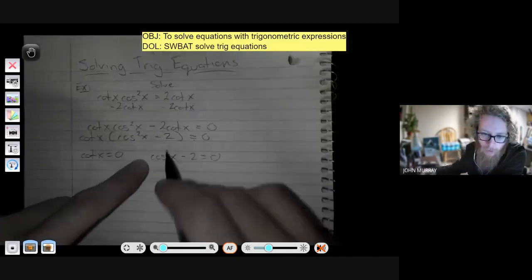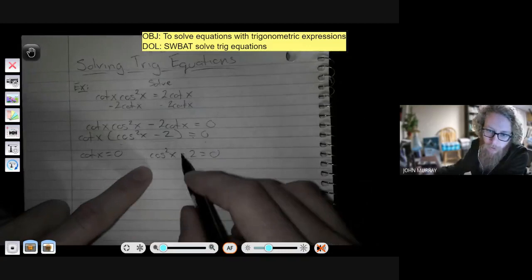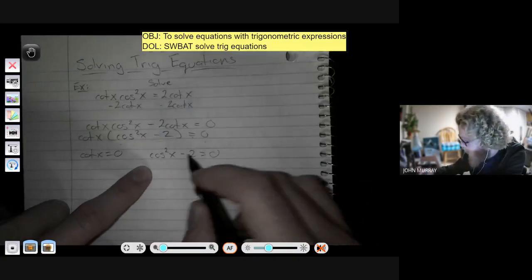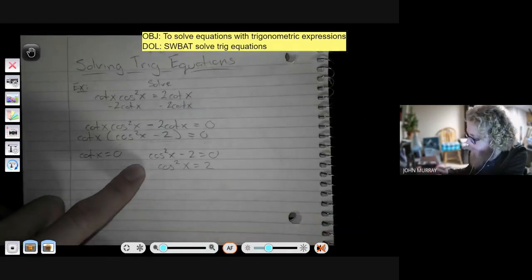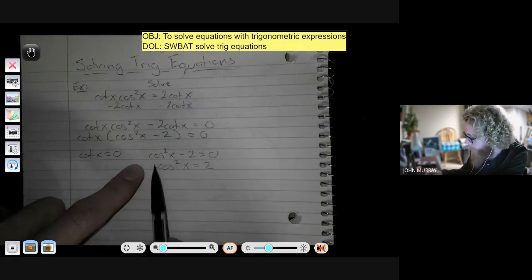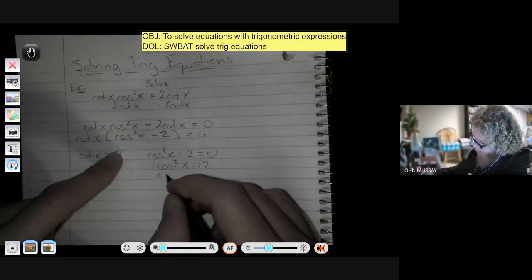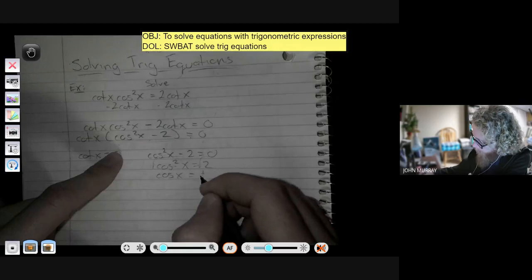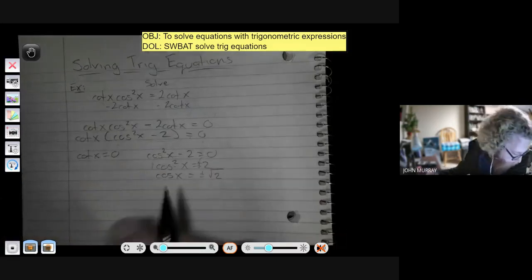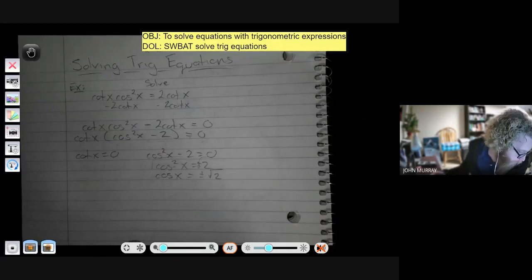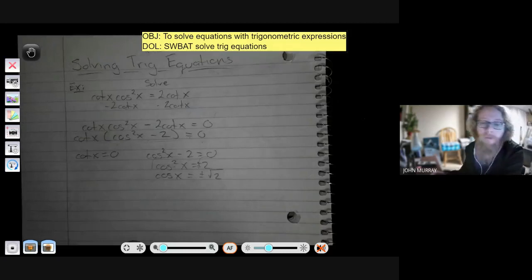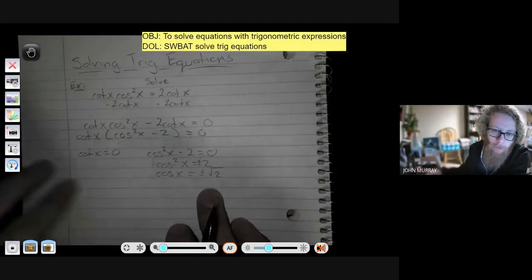Actually, let's work with this one first. So we have cosine squared x minus 2. We're trying to get the x alone, so I'm going to add 2 to both sides. So cosine squared of x equals 2. I want to get rid of that squared, so I take the square root. Cosine of x equals plus or minus the square root of 2. Remember we have to do the plus or minus when we take the square root. So now we can solve both of these.